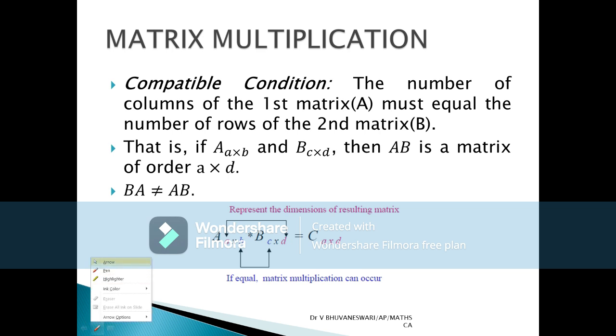Any two matrices A and B can be multiplied if and only if they satisfy the compatibility condition. So what do we mean by compatibility condition? Let me explain it to you now.